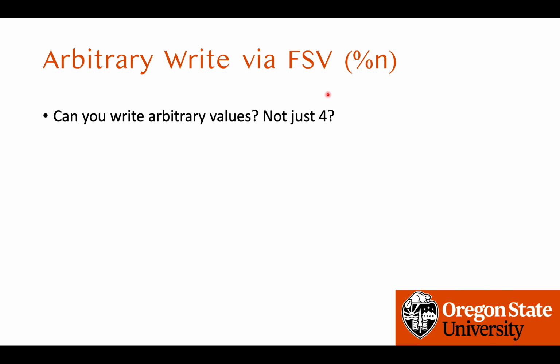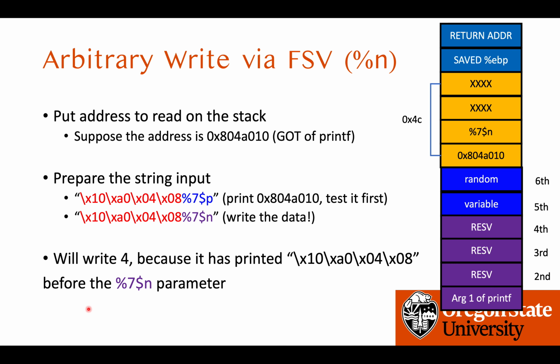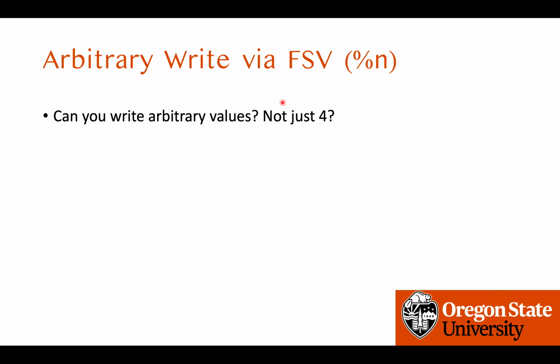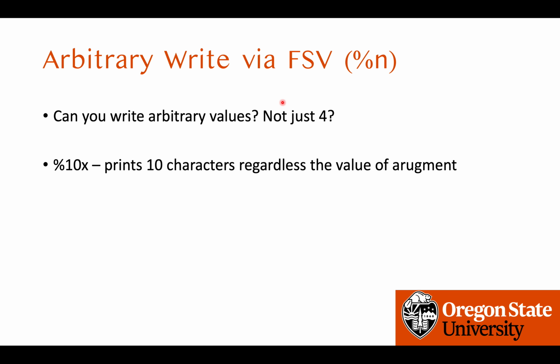But what about the arbitrary data? In this case, we can put 4, not other values. Then how can you put values other than 4? To do that, we can use some tricks for printing a fixed number of characters regardless of the argument value. For example, %10x. This will print exactly 10 characters regardless of the value of the argument, in hexadecimal format.